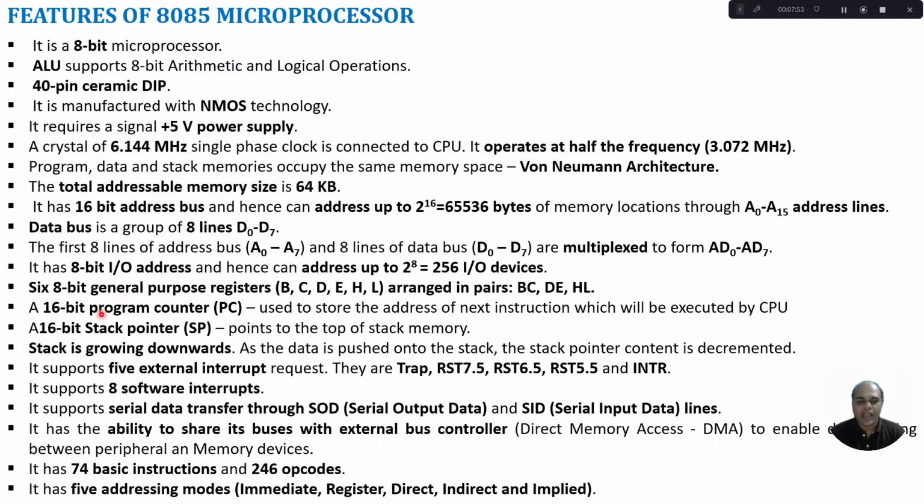We also have a stack pointer which points to the top of your stack memory. The top location of the stack is pointed to, and its address is stored in the stack pointer. It is also 16 bits because the stack is also a part of memory, and the address of that stack needs to be stored in this stack pointer. So it points to the top of your stack memory.